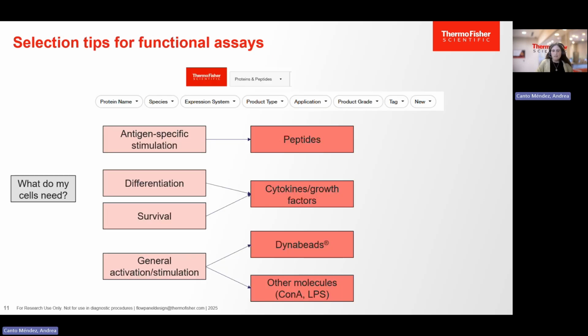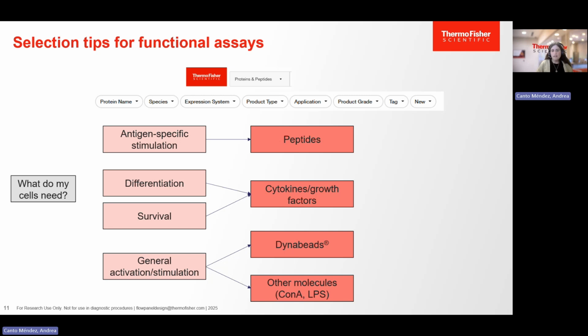Now that we have finished with our examples, we would like to summarize everything with a little overview of selection tips for functional assays. Although this is not going to be a comprehensive list, it provides us with an overview that could guide us in our next experiment. So the first thing we need to ask ourselves is, what actually do my cells need? We need to cover our cells' needs to address our biological question.